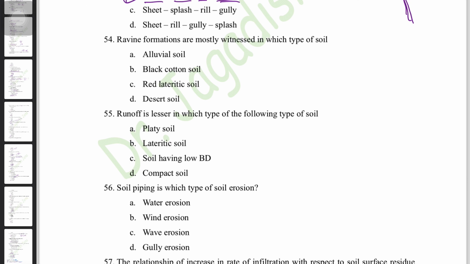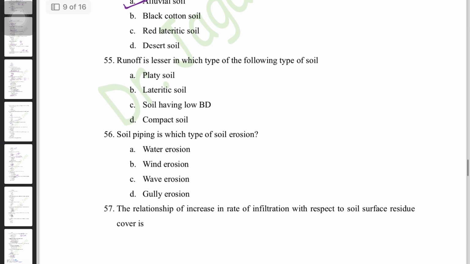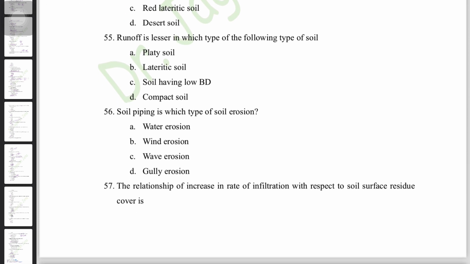Next question, ravine formation is most witnessed in which type of soil? Ravine formation, that is the more extended form of gully erosion, is mostly found in alluvial soil. Next question, runoff is lesser in which of the following types of soil?